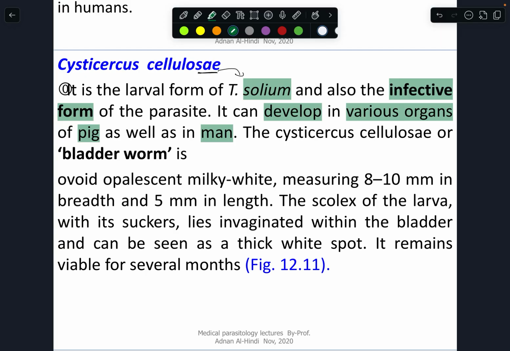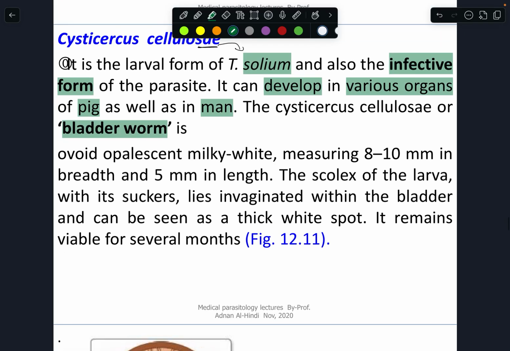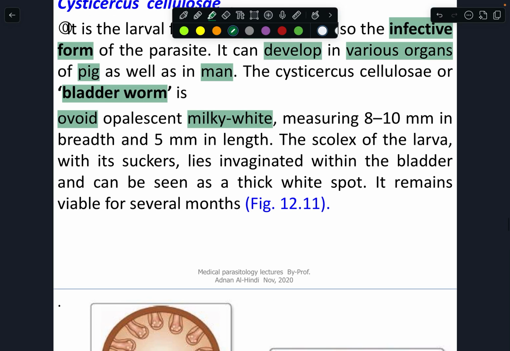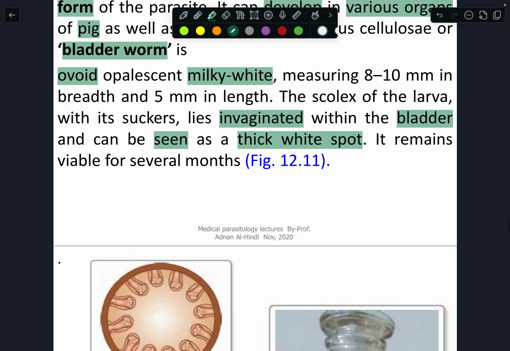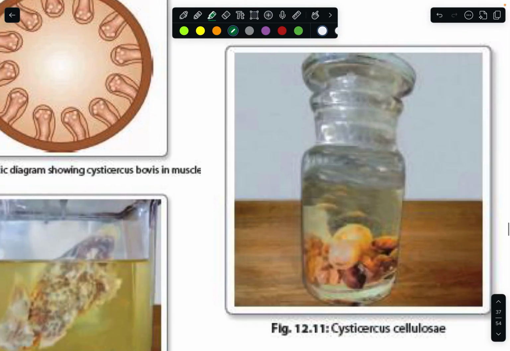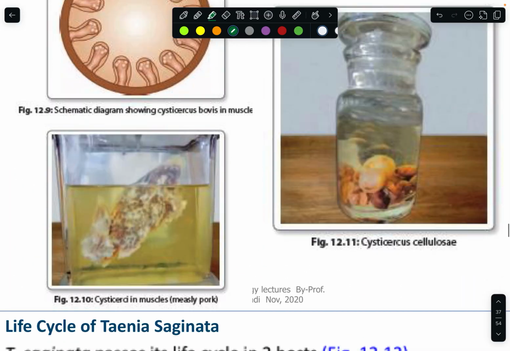The Cysticercus cellulosae or bladder worm is ovoid, milky white. It's basically the same but different in measurement than the Taenia saginata. The scolex of the larva lies invaginated within the bladder and can be seen as a thick white spot. It remains viable for several months.